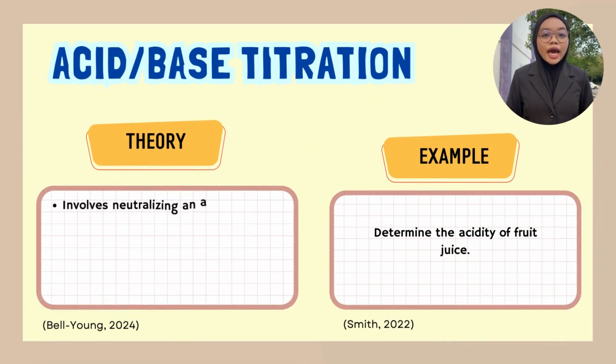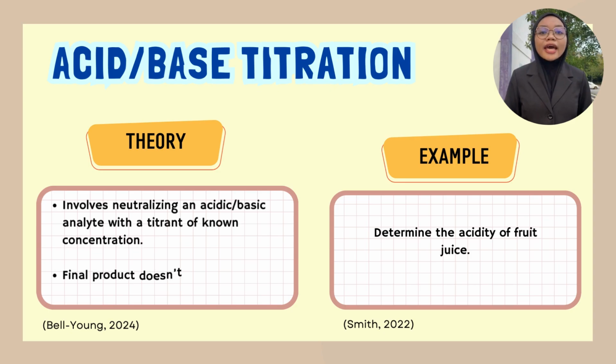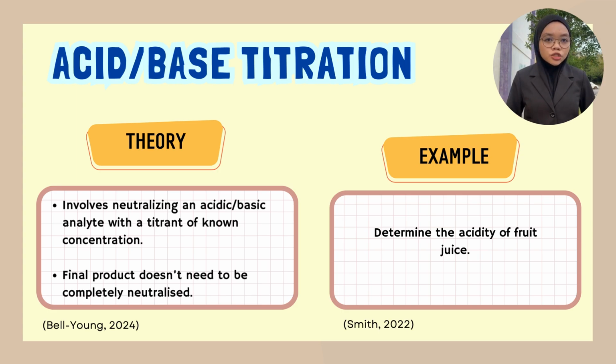First and foremost, acid-base titration. In theory, this method involves neutralizing an acidic or basic analyte with a titrant of known concentration, where the endpoint is usually determined by a pH indicator. The final product doesn't need to be completely neutralized because it all depends on the pH range of the indicator. Furthermore, it is useful when the product needs to have a precise pH range because if not, it may affect its taste. For example, this method is used to determine the acidity of fruit juice.